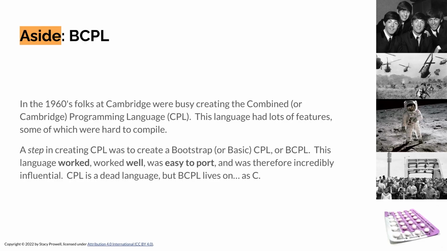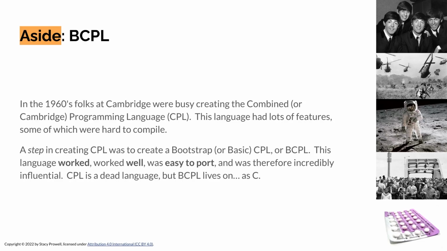So the 1960s were a very quiet decade. Nothing was really going on, nothing much happening, very boring. And so as a result, the people at Cambridge were sitting around, bored out of their minds, and they decided to create a programming language. And of course, since they were at Cambridge, they decided to call it the Combined Programming Language, or CPL.